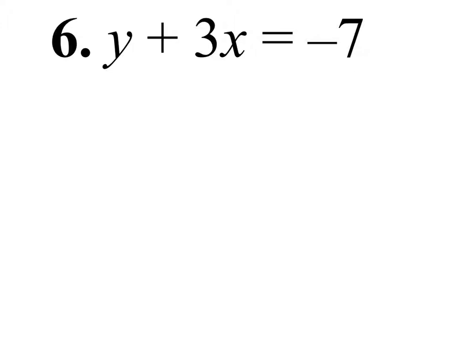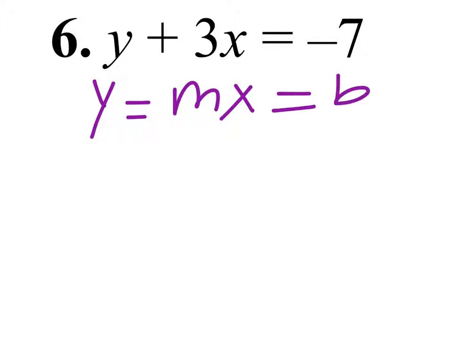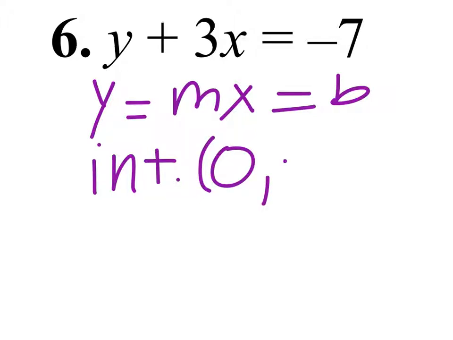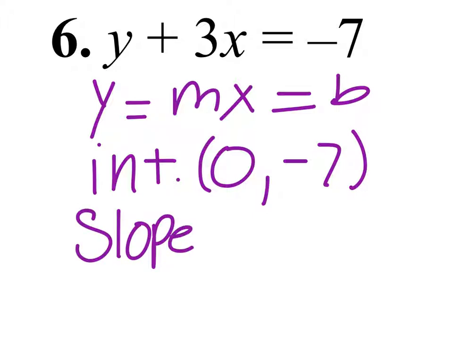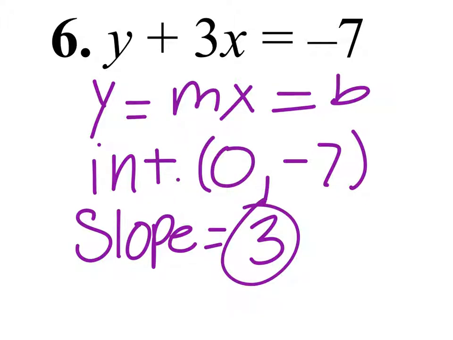So the formula would be mx equals b, and then the intercept would be 0, negative 7, then three. All right. Very nice. That is correct. Very good.